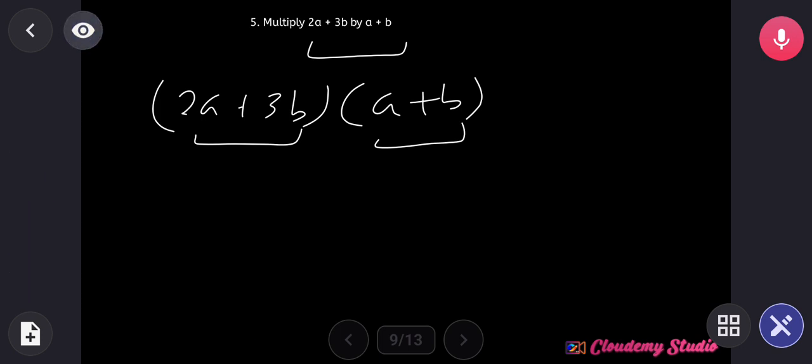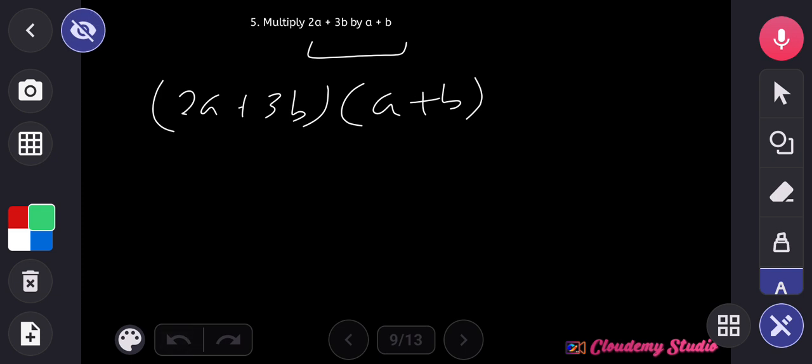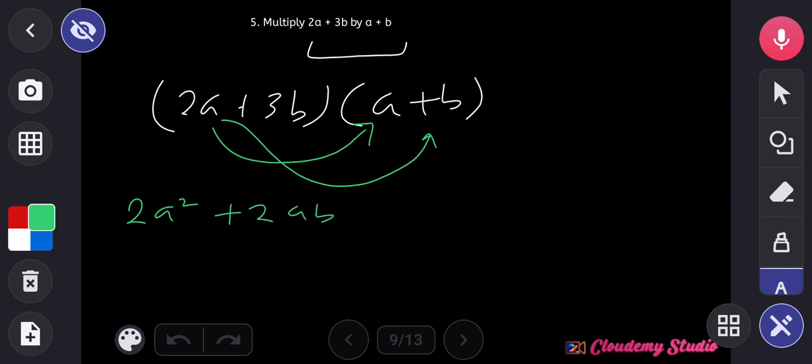Now, how are we going to open our bracket? Let us get into that. 2a times a will give us 2a squared, right? Then 2a times b will give us 2ab. Can you see the way I'm opening brackets? 3b times a will give us what? Will give us 3ab, and 3b times b will give us 3b squared, right? This is what you're having.